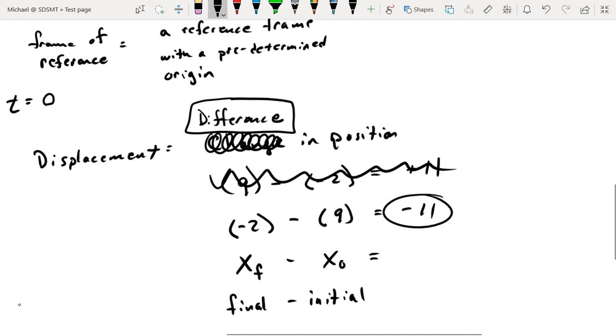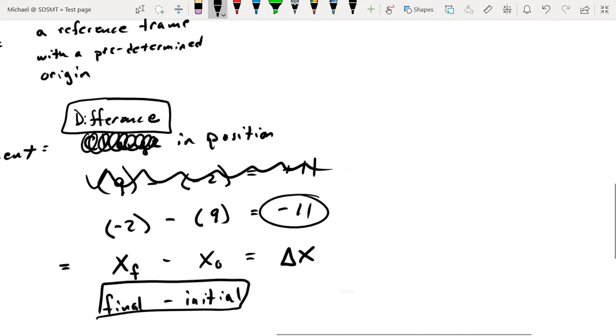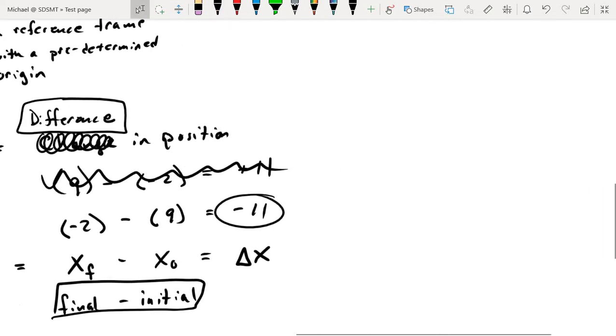And we can shorthand this by using a little triangle, which we call delta. So we have delta x, and delta x is our displacement. That delta will always imply final minus initial. And as we're going to see here, we don't have to limit ourselves just to displacement. We can have any kind of delta statement. We can have delta time, which implies some final time minus some initial time.